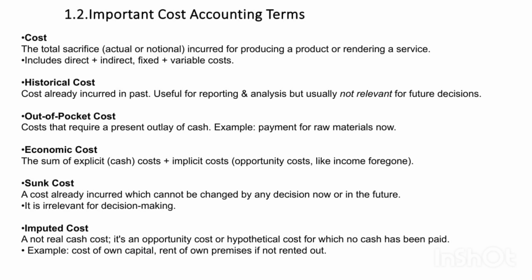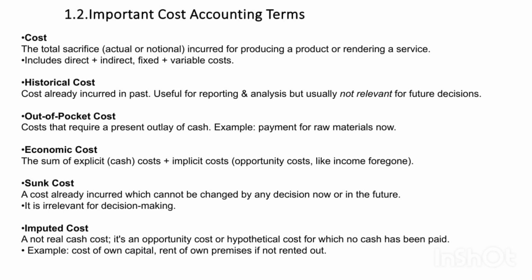The second one is historical cost. Historical cost refers to the cost that's already been incurred in the past. It's helpful for analysis and reporting, but usually not relevant for future decision making. The third one is out of pocket cost. An out of pocket cost is one that involves actual cash payment. For example, paying for raw materials today, that's an out of pocket expense.